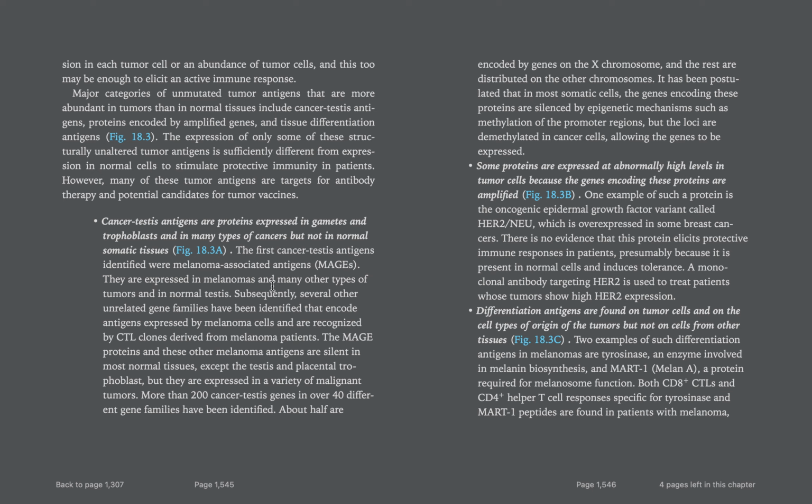Some proteins are expressed at abnormally high levels in tumor cells because the genes encoding these proteins are amplified. One example of such a protein is the oncogenic epidermal growth factor receptor variant called HER2 or NEU, which is overexpressed in some breast cancers. There is no evidence that this protein elicits a protective immune response in patients, presumably because it is present in normal cells and induces tolerance.